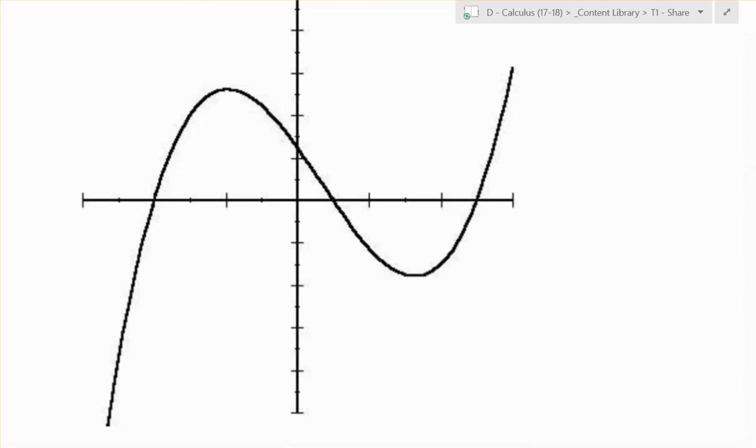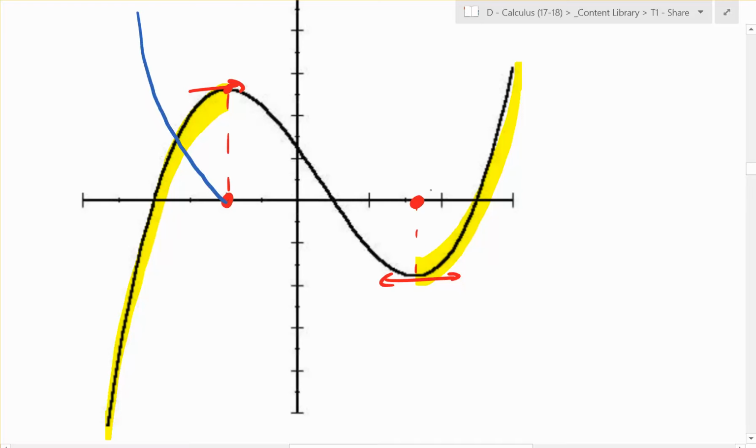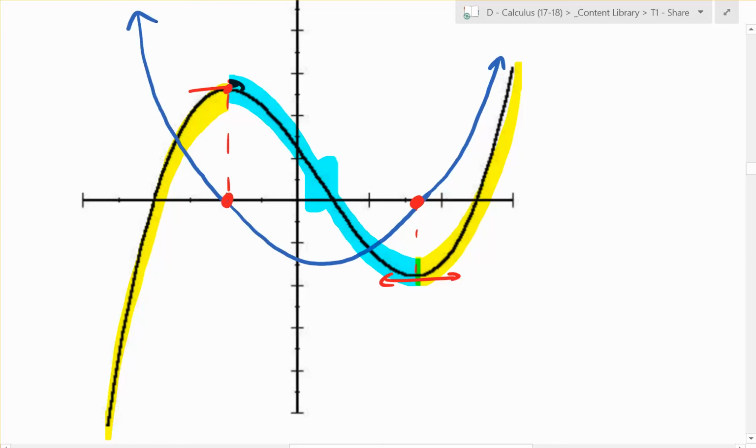So let's do one more. Where's the derivative 0? It's going to be here and here, because the tangent lines have a slope of 0. Then where is it increasing? It's increasing here and here. So the derivative has to be greater than 0 there, and it has to be greater than 0 here. But in between, it's negative, and it'll be steepest right in the middle here. So that means it's going to go down and then up, just like that.